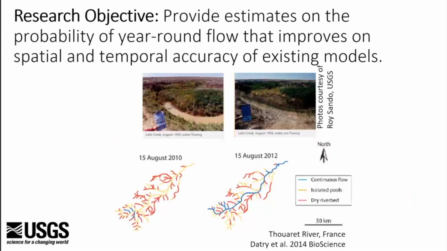And so my research objective, or our research objective, is can we provide estimates on the probability of year-round flow that improves on the spatial and temporal accuracy of existing models? And when I say existing models, I'm talking about the NHD perennial and non-perennial classification, which is a static classification. And really what we wanted to do was capture, can we account for this year-to-year variability?